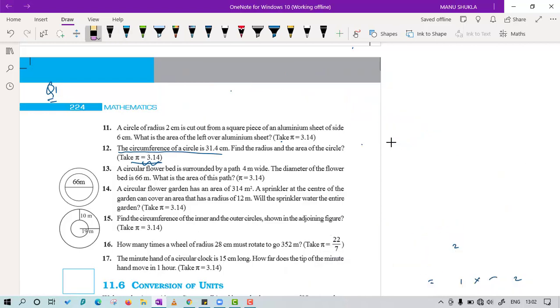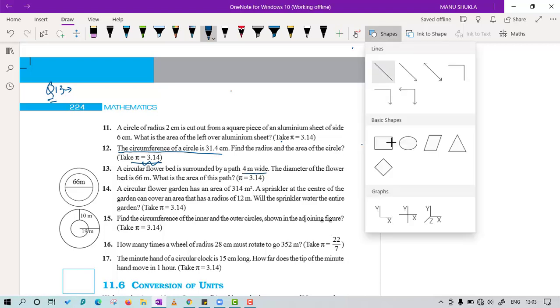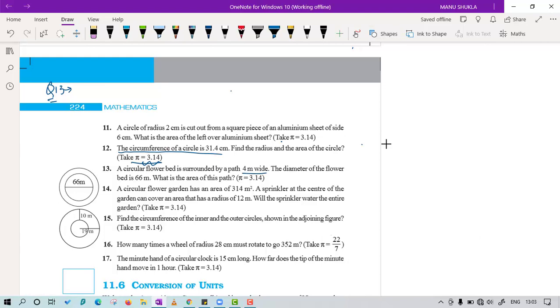Question number 13. Let's see question number 13. They are saying a flower bed is surrounded by a path 4 meter wide. So there are two circles in the given question. One is your park and the other is the path around that. So something like this.